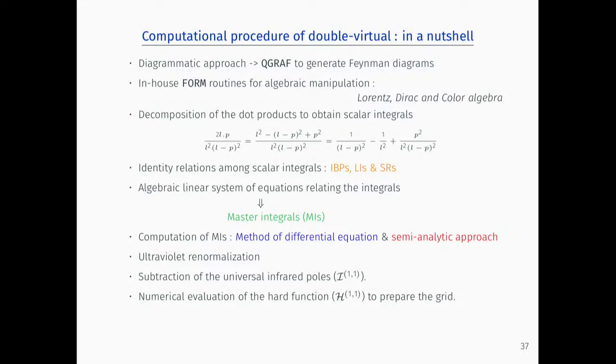So we had an integral here. That's a pure one loop example, a simple example, but it contains some dot products here. For two loop, it's much more complicated. And now we are rid of all the dot products in the denominator, which makes the integral simple. Then we again use all the IBP identities to write in terms of master integrals. And now we have to compute the master integrals.